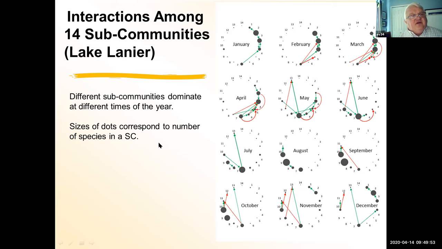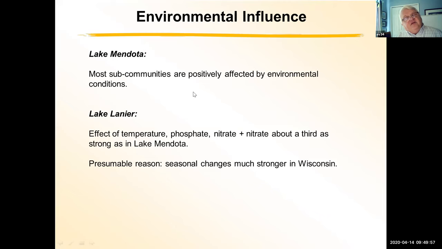Now we can also look at the environmental influence. In Lake Mendota, most subcommunities are positively affected by environmental conditions. In Lake Lanier, the effect is not so important. Why is that? Well, because here, for instance, the temperature changes drastically between winter and summer. Whereas here in Lake Lanier, the differences are there, but they're not that dramatic.